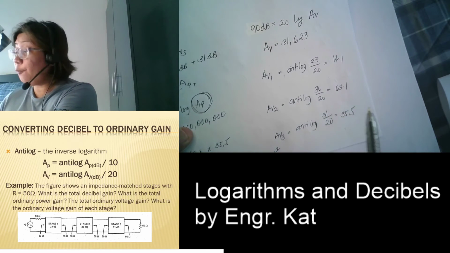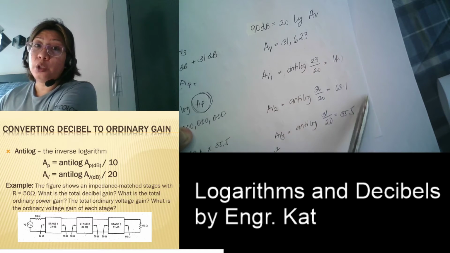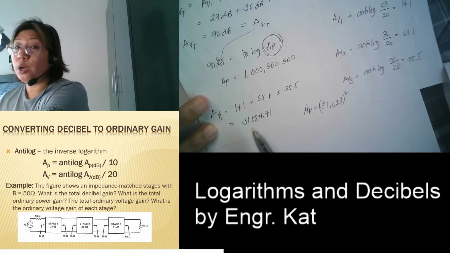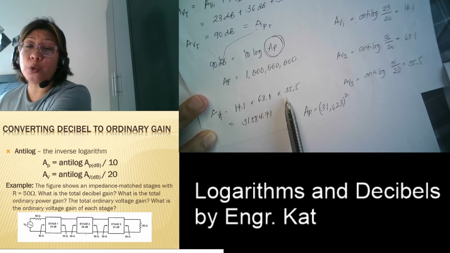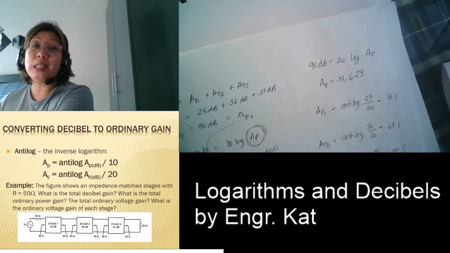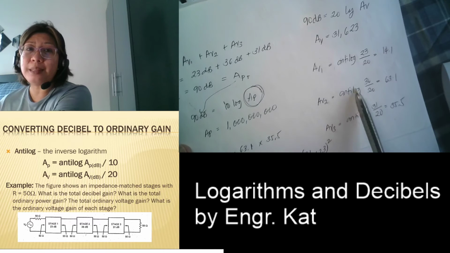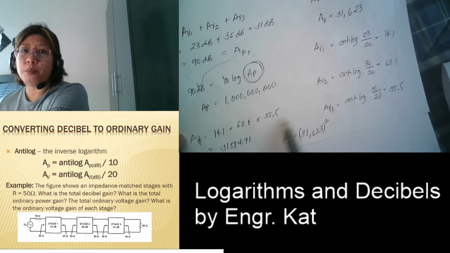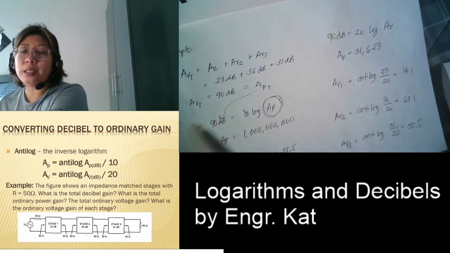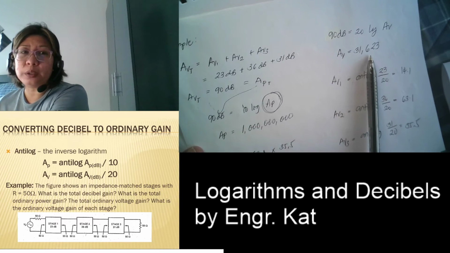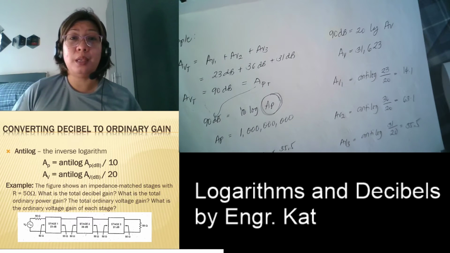And then what you do, if you have an ordinary voltage gain, to get the total voltage gain, we just multiply it. So multiplying these three, okay, so we have 14.1, 63.1, and 35.5, we get approximately 31,584, which is approximately equal to this one. We just didn't get the exact value because we're rounding off, but they are approximately equal. So it's either you use this and then you multiply, or you just get the anti-logarithm for you to get the absolute voltage gain for that specific problem.